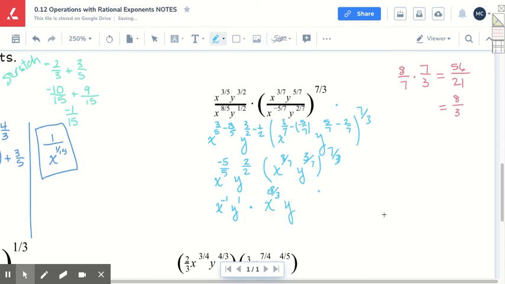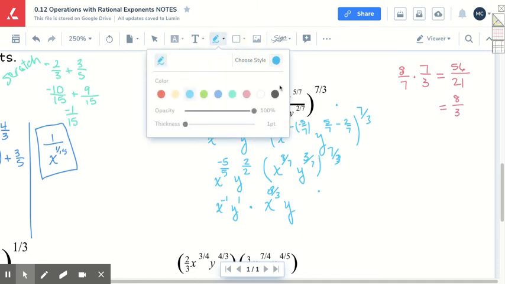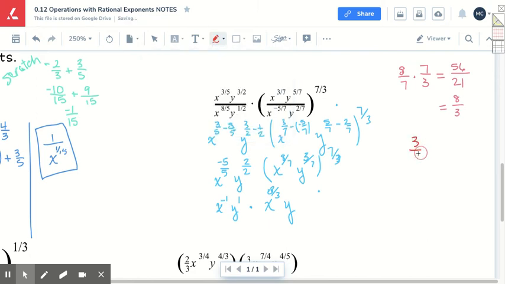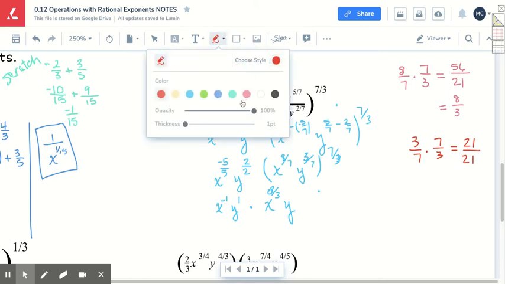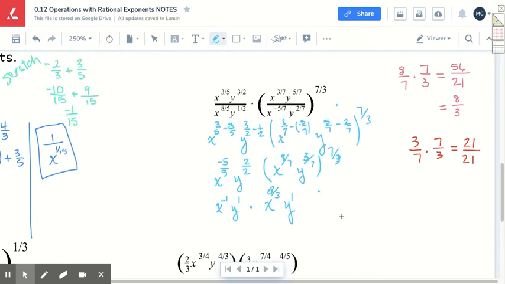My pen is not working nice today. Okay, I'm going to do the same thing with the y's. So a little bit of scratch work out to the side there for that one. Let's use red. So we're multiplying 3/7 times 7/3. And once again, we just multiply straight across. Multiplying fractions is the easy operation. So 3 times 7 is 21. 7 times 3 is also 21. And then I've got 21 divided by 21, which is 1. So this is just a y to the 1, which again, I didn't really have to write, but I'm going to go ahead and write it in there.